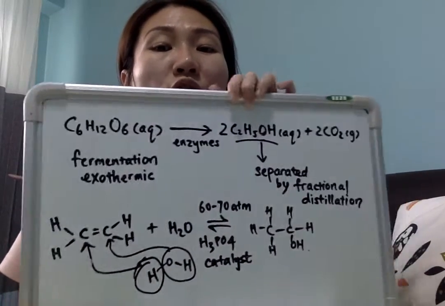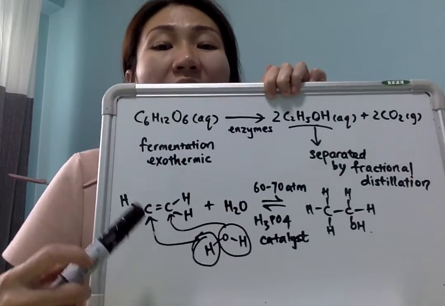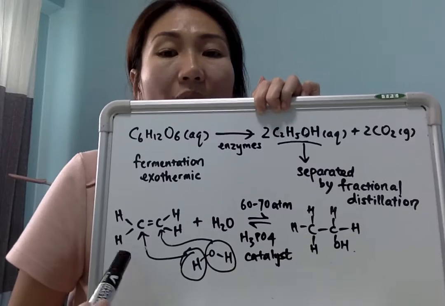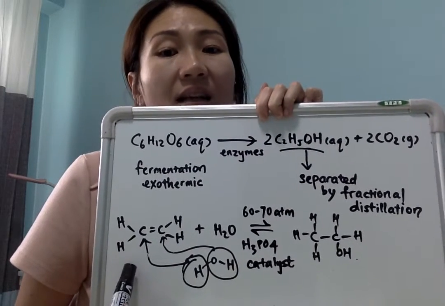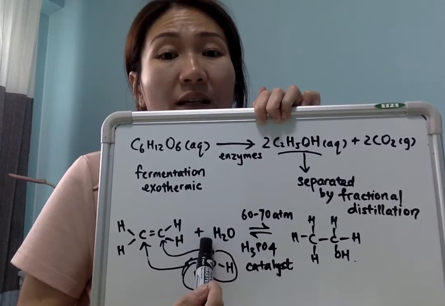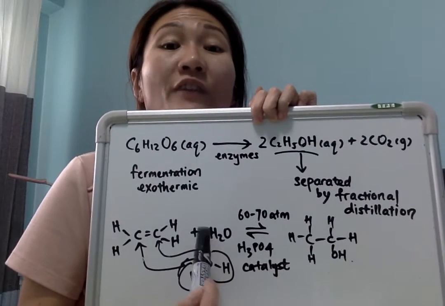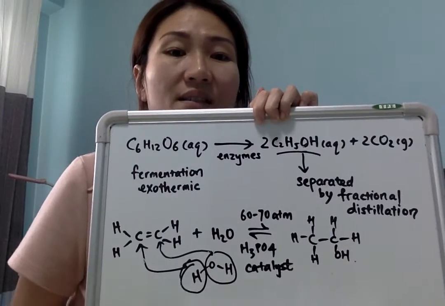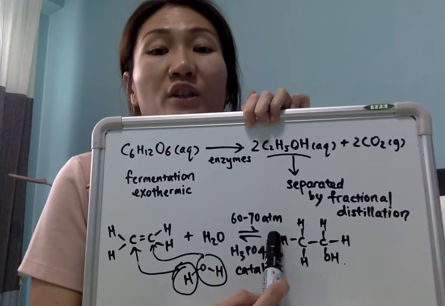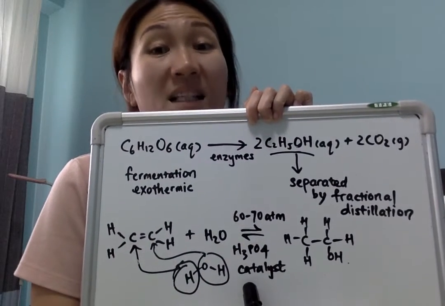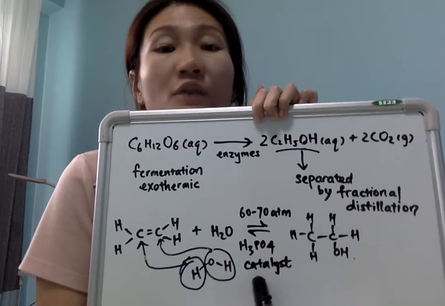Okay, let's move on to look at another way of obtaining ethanol. This is a chemical process where ethene, an alkene, is allowed to react with steam. Now, this water is at a high temperature of 570 degrees Celsius, under conditions of high pressure, 60 to 70 atmospheres, and in the presence of a small amount of catalyst, which is concentrated phosphoric acid.